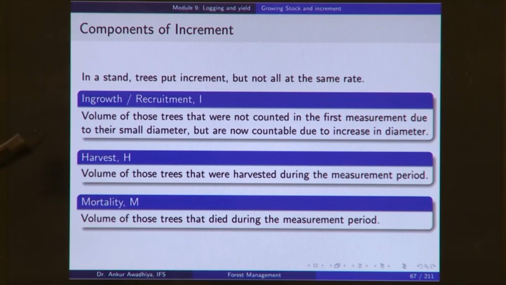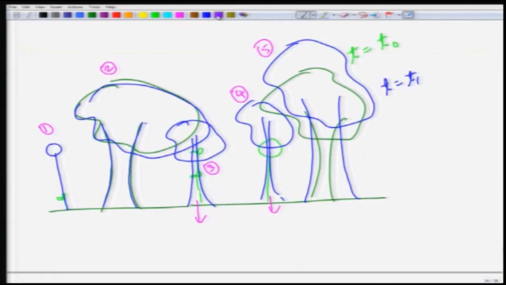Second component is harvest, the volume of those trees that were harvested during the measurement period. Now, it is possible that during your time, let us say the next time is t equal to t2, from time t equal to t1 to t equal to t2, you have harvested this tree.